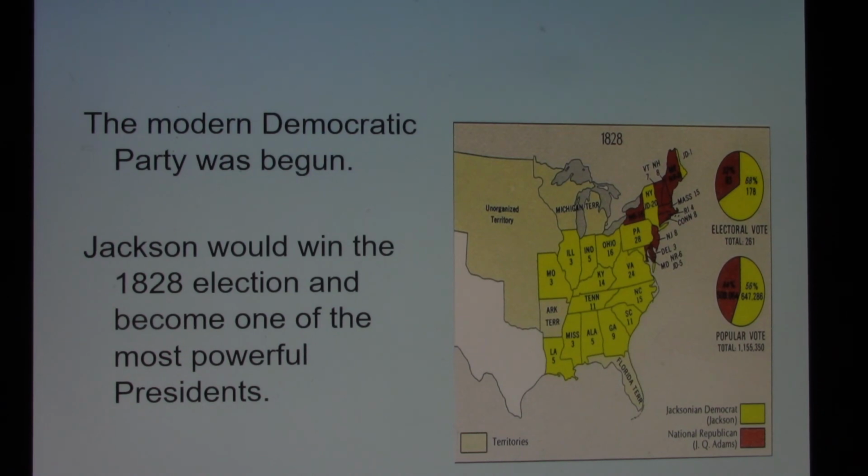Now, what about those in the Democrat-Republican Party who did not go along with Jackson? What about those who supported the Federalists? They will form a new political party for 1832.